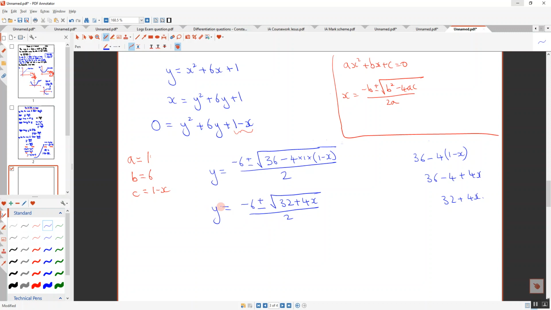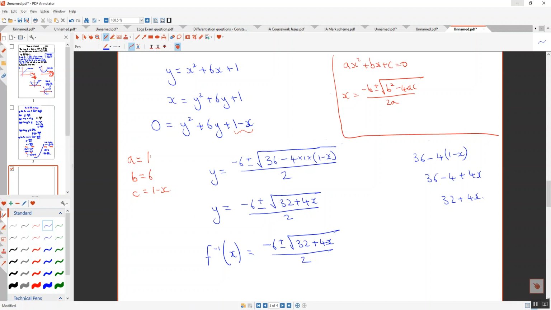This is now in terms of y. I've now got it so it's y equals. So all I need to do then is say the inverse is negative 6 minus the square root, over 2. So that's probably the most difficult type, when you've got the quadratic and you need to solve it like that.